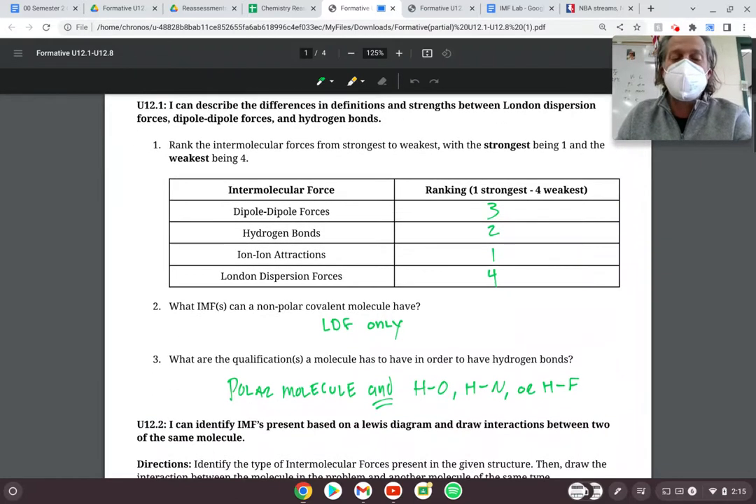Which intermolecular force can a nonpolar covalent molecule have? A nonpolar covalent molecule will have London dispersion forces only. And what are the qualifications a molecule has to have in order to have hydrogen bonds? It needs to be a polar molecule, and it needs to have a hydrogen bonded to an oxygen, a hydrogen bonded to a nitrogen, or a hydrogen bonded to a fluorine. I need both of those pieces for that particular answer. So just be aware of that.